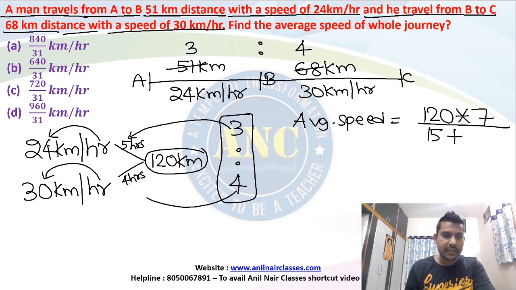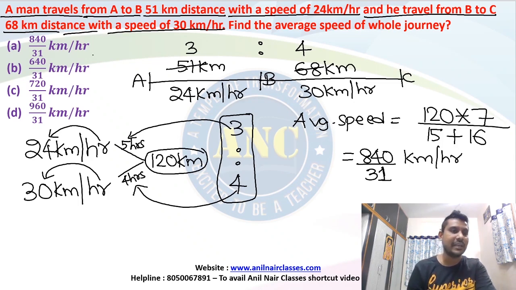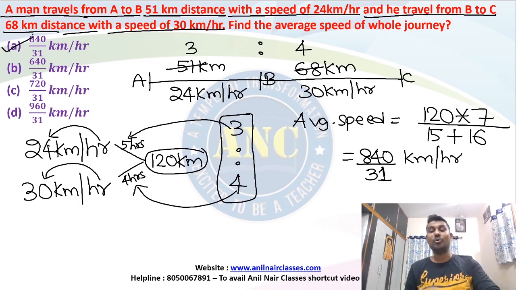Plus 4 into 4, it is 16. As simple as it can be, sir. It can be so simple if you apply this method. So it is 840 divided by 31. 840 divided by 31 should be the answer for this question in kilometers per hour. 840 divided by 31, option A. You can solve it so fast if you are using this kind of methodology, whatever I have taught.